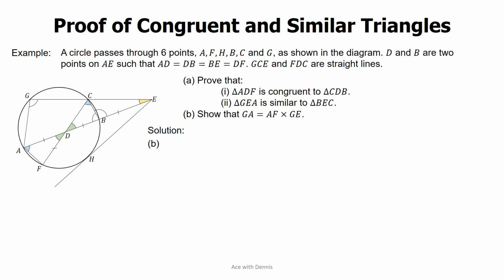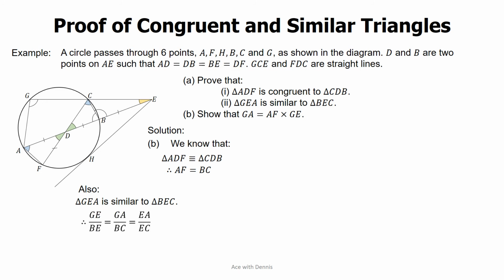Solution for part B. We know that triangle ADF is congruent to triangle CDB. Therefore, AF equals BC. We also know that triangle GEA is similar to triangle BEC. Therefore, we can form this equation, which is GE over BE equals GA over BC equals EA over EC. We start from this equation, GE over BE equals EA over EC. Then we cross multiply, and we get GE times EC equals EA times BE.